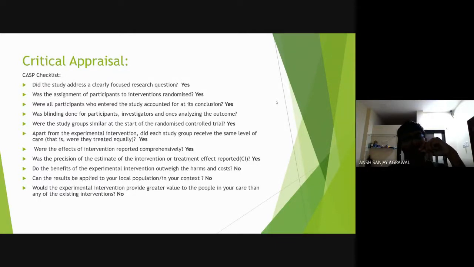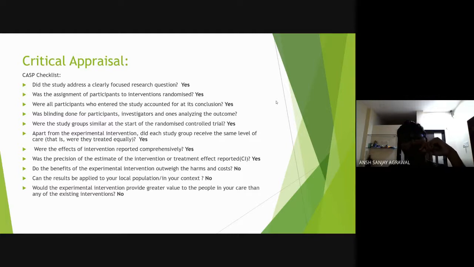Coming to the next point, were the effects of intervention reported comprehensively? Yes, quite exhaustively. The effects of intervention were reported. P-values were mentioned, and the tests were mentioned. The tables and graphs were drawn. Was the precision of the estimate of the intervention or treatment effect reported? This is basically talking about confidence intervals. Yes, they have tried to include confidence intervals wherever possible. So they have definitely done that.